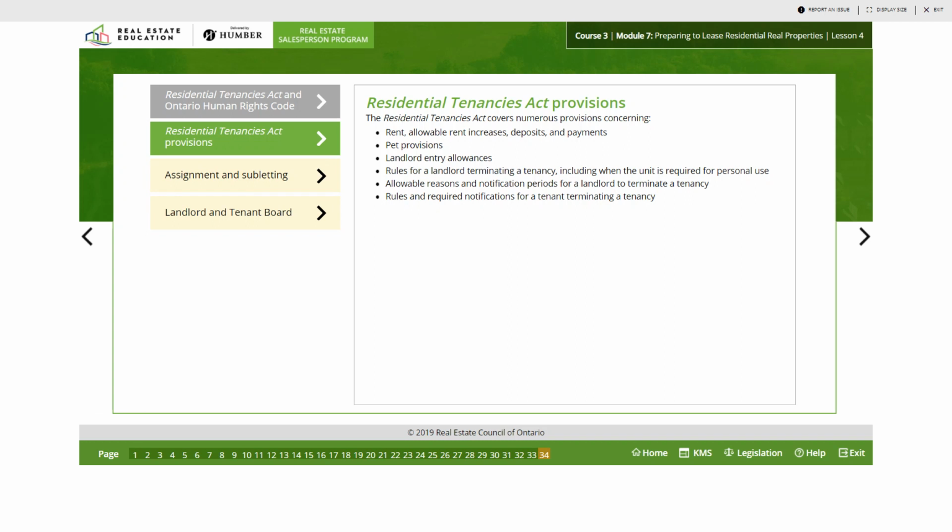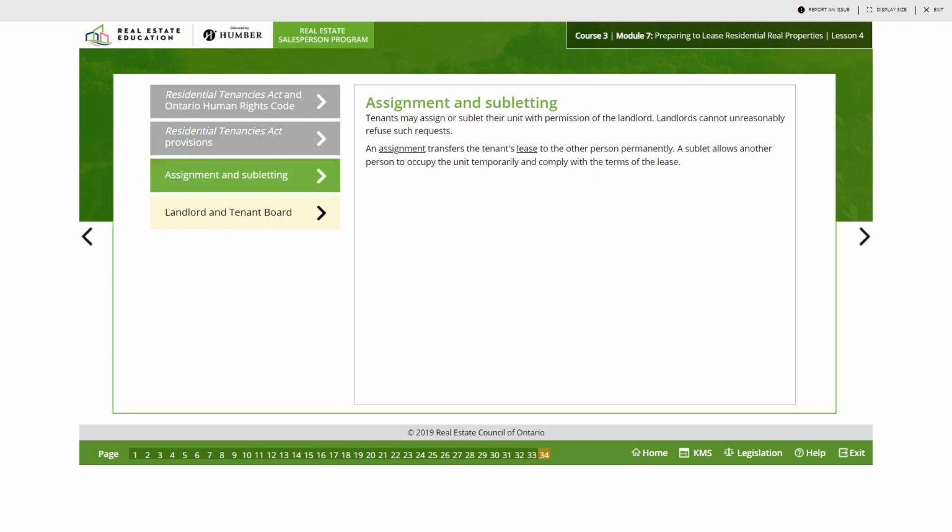Residential Tenancy Act provisions. The Residential Tenancy Act covers numerous provisions concerning: rent, allowable rent increases, deposits, and payments; pet provisions; landlord entry allowances; and rules for a landlord terminating a tenancy, including when the unit is required for personal use, allowable reasons and notification periods for a landlord to terminate a tenancy, and rules and required notifications for a tenant terminating a tenancy.